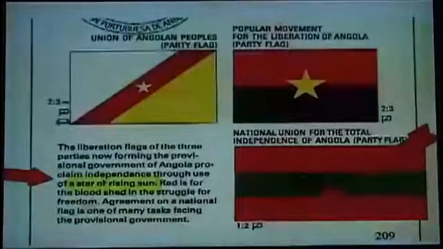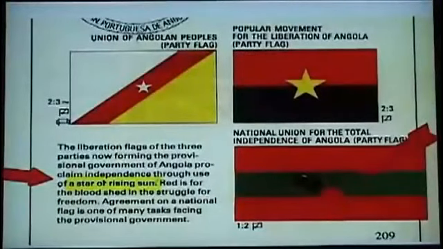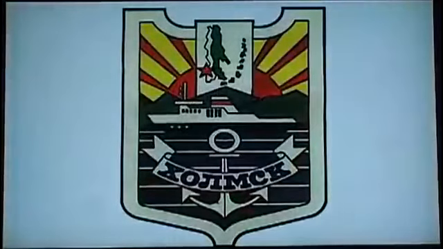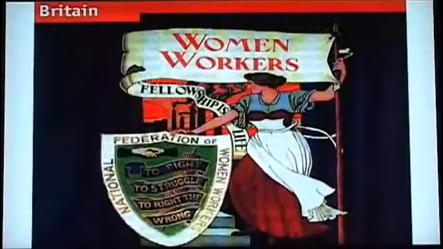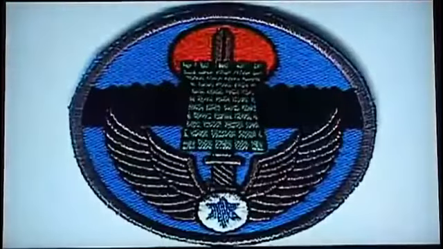Then for Angola, you'll see the red dawn. It represents the rising sun. Another Soviet symbol. You'll see the red dawn used in Soviet communist symbols everywhere. Even in communist China, the sunrise is red. And the Federation of Women Workers, you'll see in the background, in England, the red dawn.